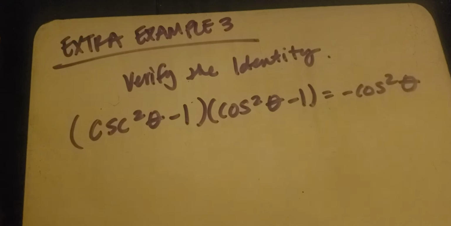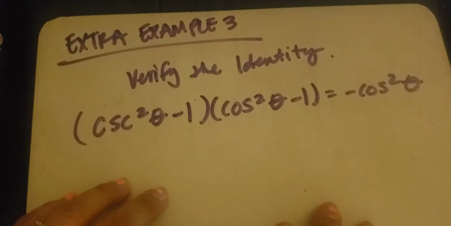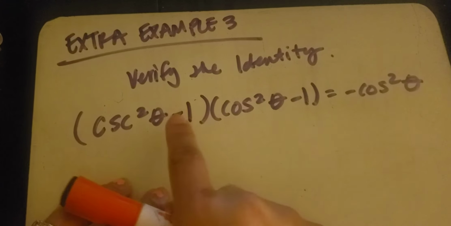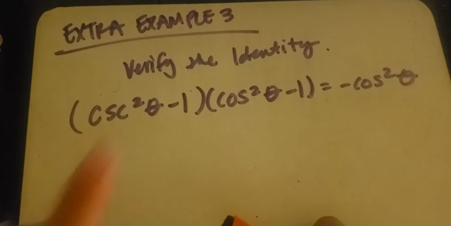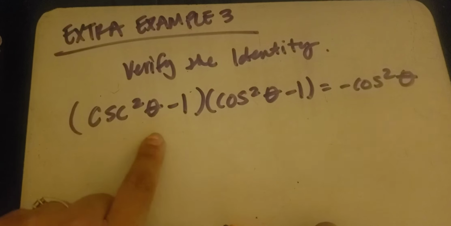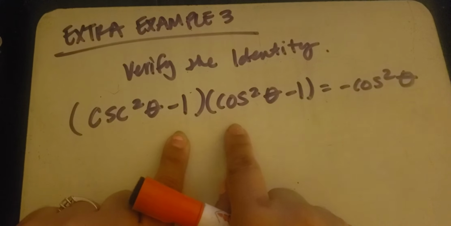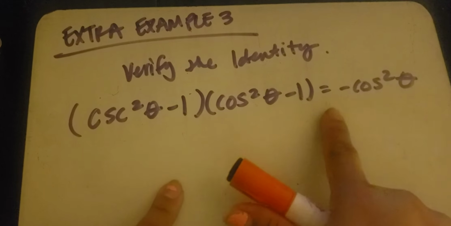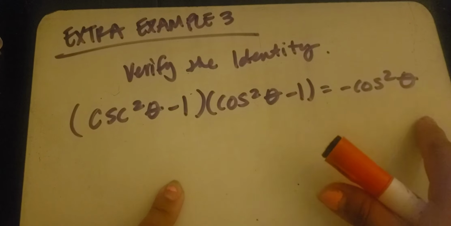Okay, boys and girls, this is the last one that we're going to do today. It's example 3, and the directions are the same. Verify the identity. So we have cosecant squared theta minus 1 times cosine squared theta minus 1, and we need to simplify this so that we end up with negative cosine squared theta.